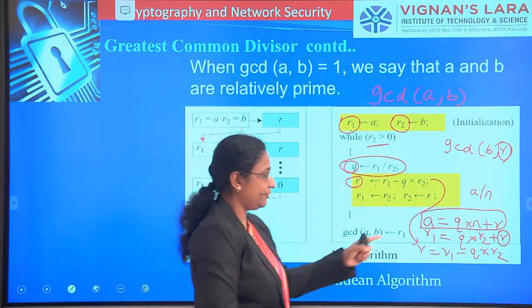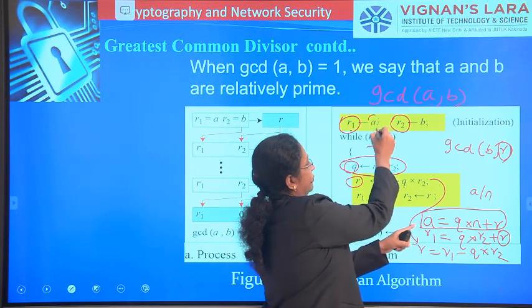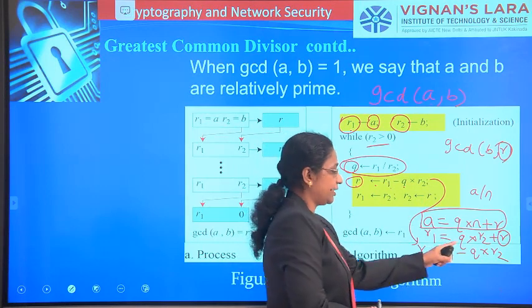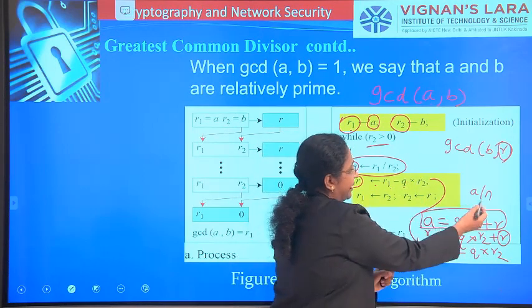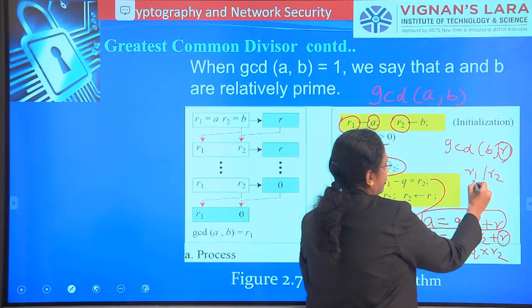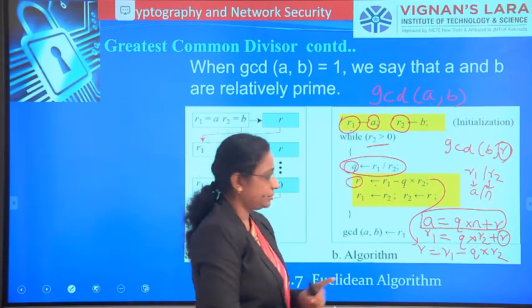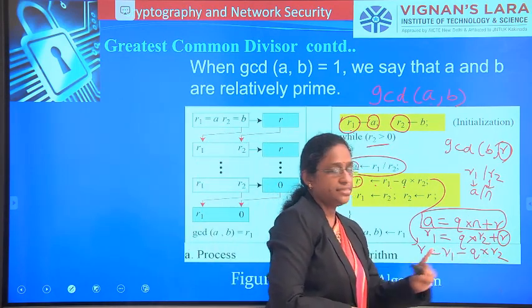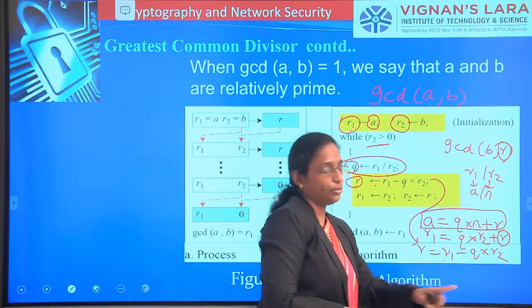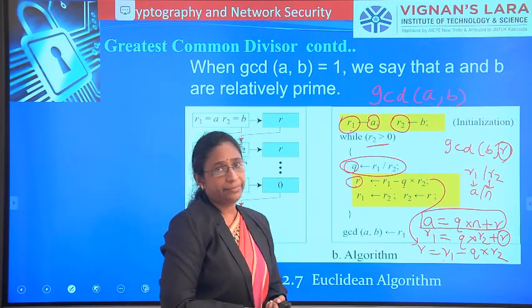How will we get that? We will get it from this relation, where A equals R1, this is the number, and after dividing we get a quotient Q. R2 is nothing but the N. So here we are doing R1 by R2, where A is equal to R1 and N is equal to R2. So Q into R2 plus remainder. To calculate the remainder, we do R1 minus Q into R2. In that way we will be calculating the remainder.